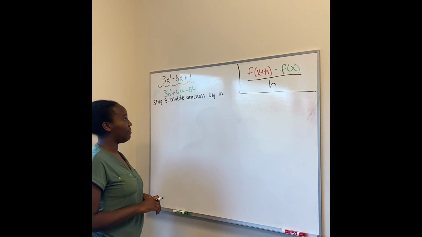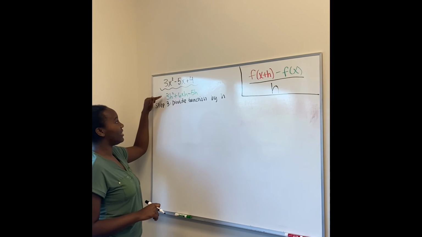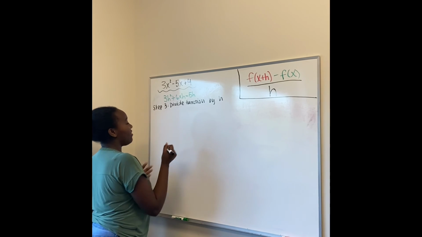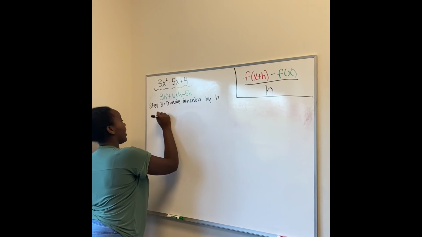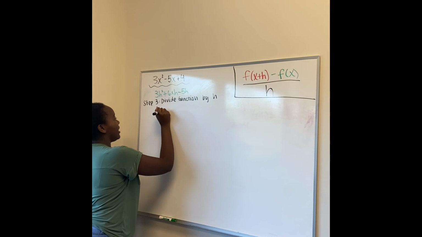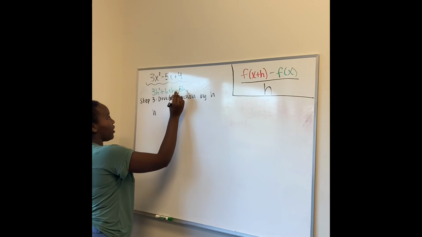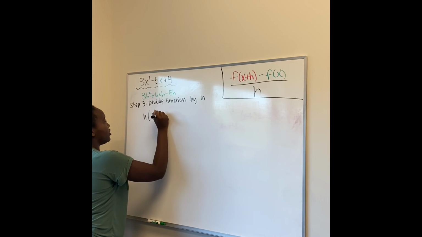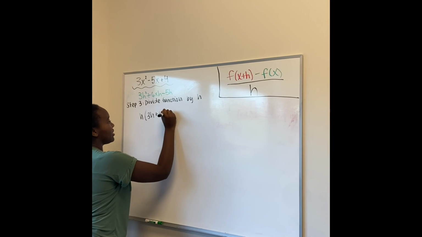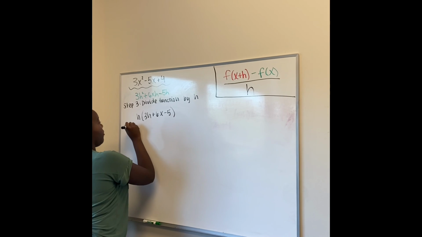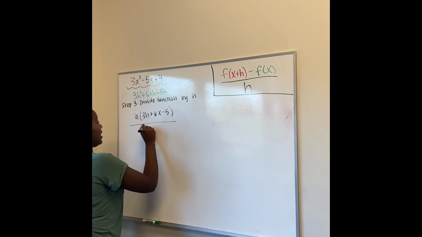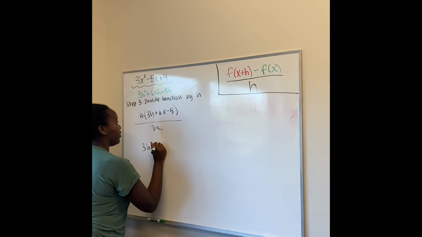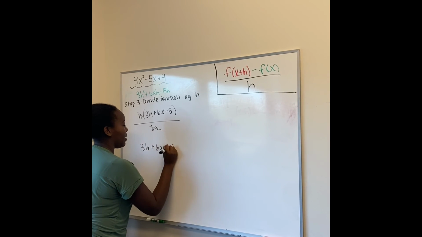So the final step is to divide the equation that you have from step 2 by h. I found the easiest way is to factor out an h so that they cancel out in the end. So if you factor out an h from each of these, it would give you 3h plus 6x minus 5. And when you place that over h, the h's will cancel out and leave you with your final answer of 3h plus 6x minus 5.